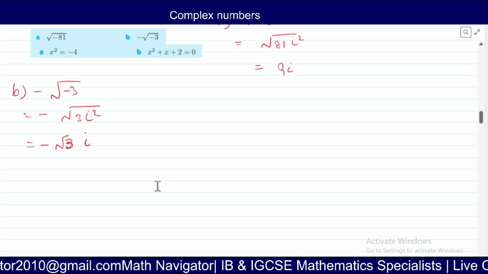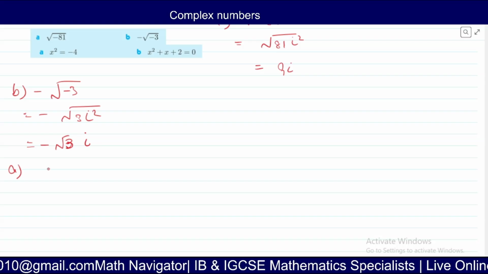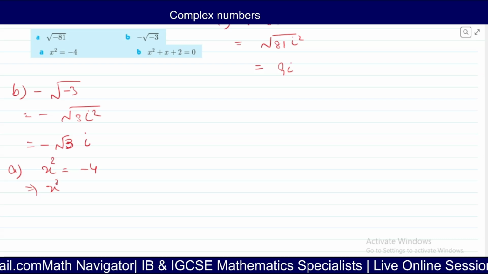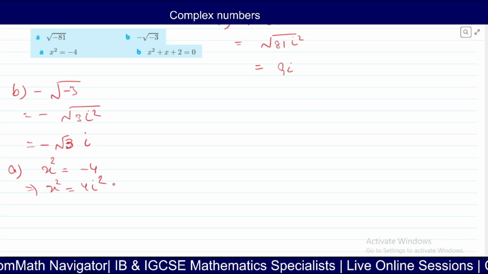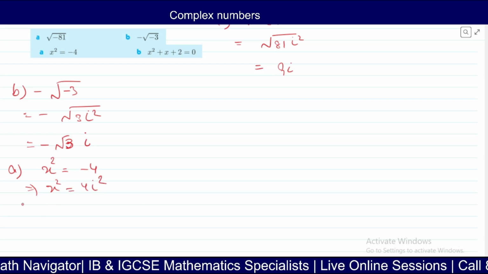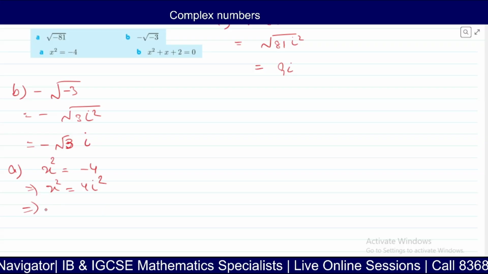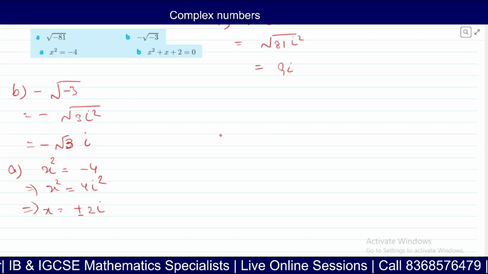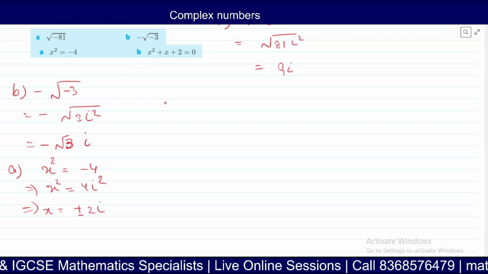Now we talk about these two questions. So let's say x squared is equal to -4, and I can write x squared is equal to 4i squared. Here I can take both plus minus because I'm taking the root. So x is equal to plus minus 2i. Then I'll do the other one.